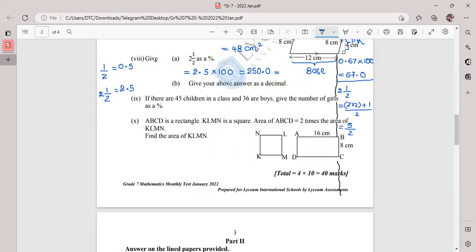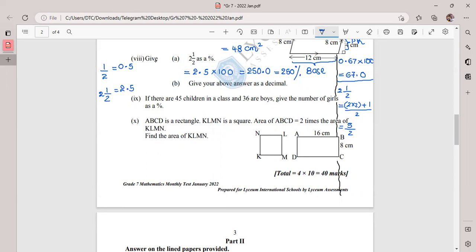The final answer will be 250. Is it clear, children? Right? You have 2.5 and you want to convert this into a percentage. How do you convert the 2.5 into a percentage, children? You multiply it by 100. When you multiply it by 100, what happened? 2.5 multiplied by 100 gives you 250%.